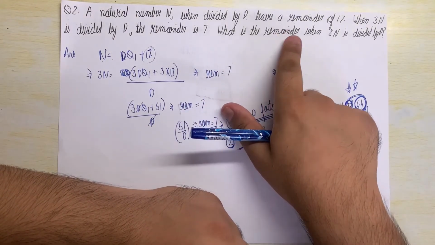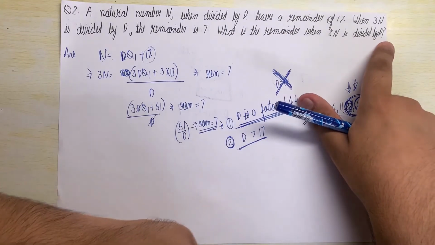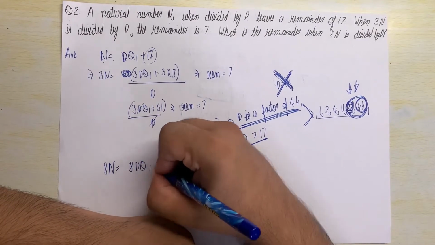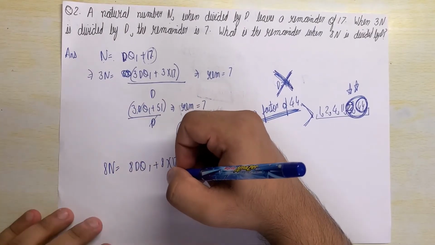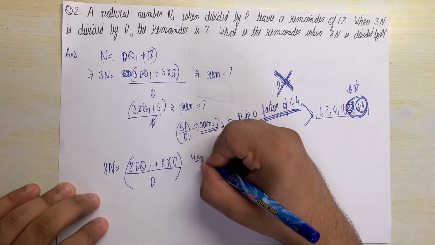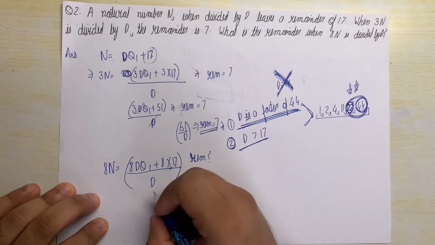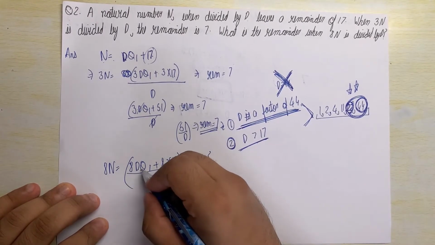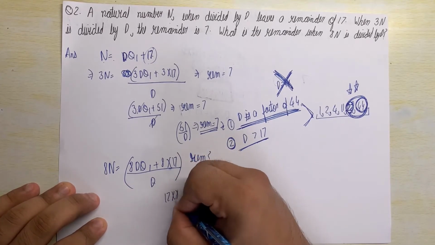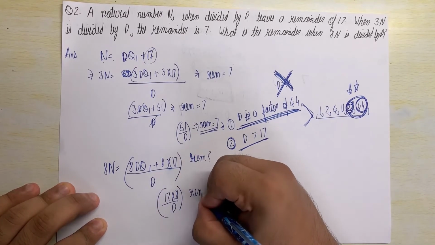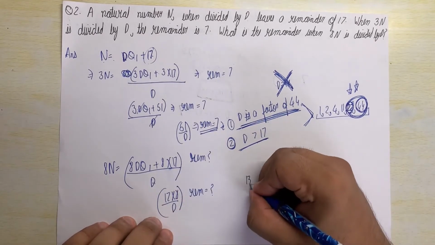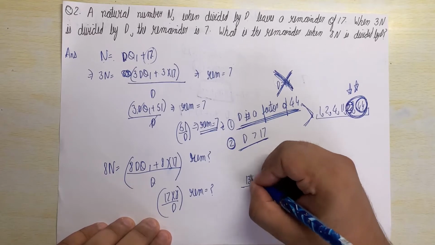So we have to find what is the remainder when 8n is divided by d. So 8n would mean 8dq1 plus 8 into 17, correct? So 8dq1 when divided by d, what is the remainder? Now this part would essentially cancel out since d is common. We only have to find out what is the remainder when 17 into 8 is divided by d. Now 17 into 8 means 136. So what is the remainder when 136 is divided by d?